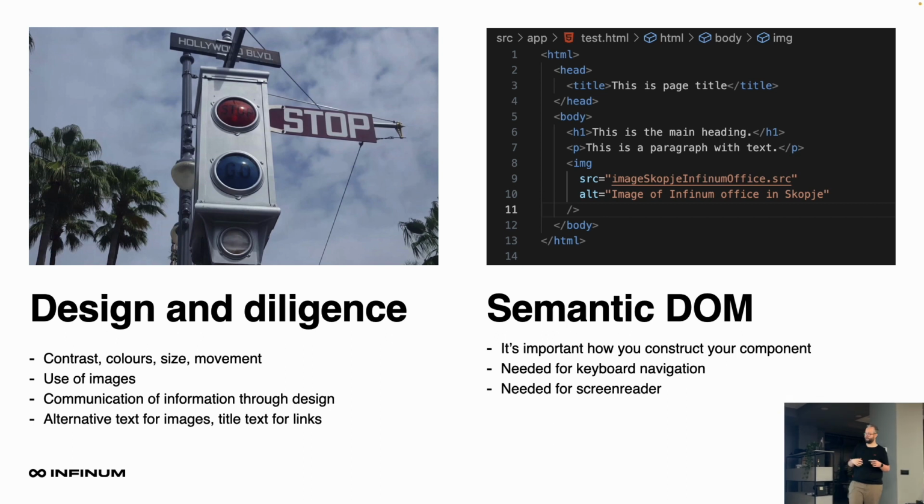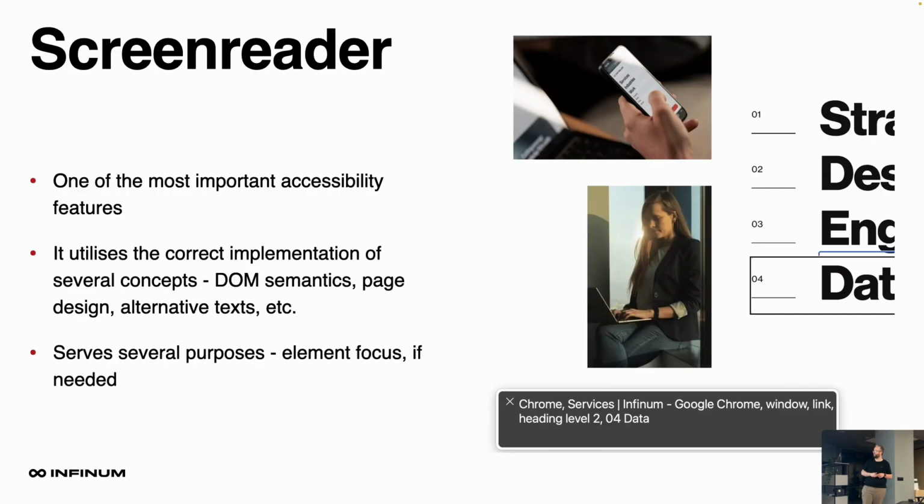And this semantic DOM is important not only for the screen reader that I mentioned, but also for correct keyboard navigation throughout the web page. Now, the screen reader is one of the most important accessibility features. If you haven't encountered it yet or didn't work with it yet, it also has some visual indication of what element is currently selected, which is in focus. And it utilizes several different aspects that I already mentioned. So this DOM semantics, the correct page design, and these alternative texts. But it also has some different purposes that are not completely intuitive from the first look at it.